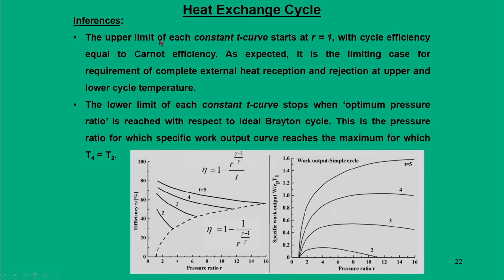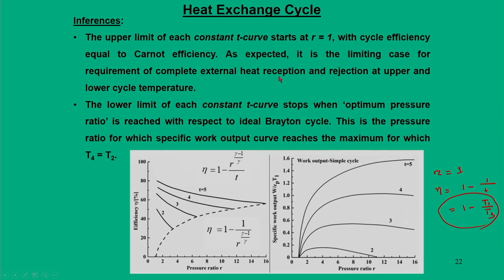Another point is that the upper limit of the constant T curve starts with r equal to 1. Now, if you look at this plot, when you put r equal to 1, your efficiency becomes 1 by T, and that is nothing but 1 minus T1 by T3. So, this is nothing but your Carnot efficiency. As expected, the limiting case of the cycle efficiency is the Carnot efficiency.